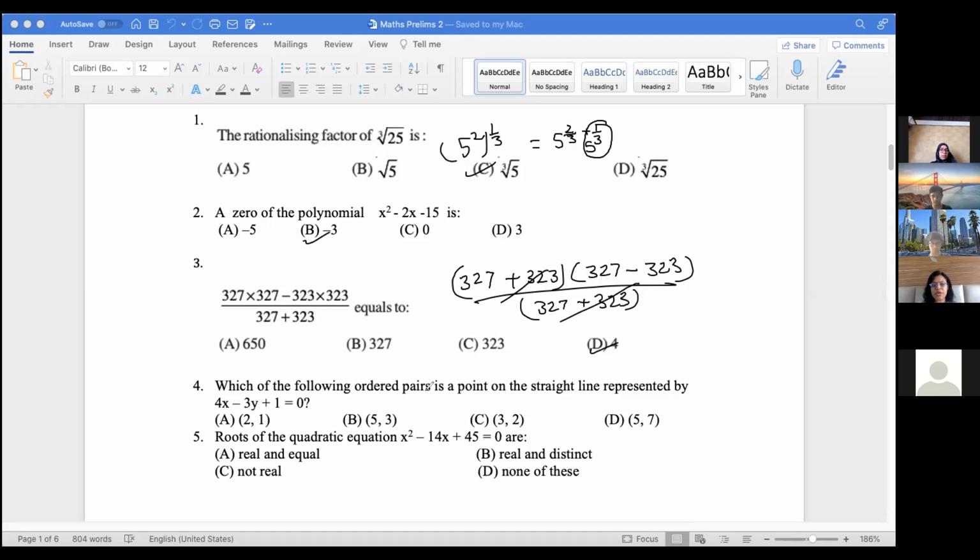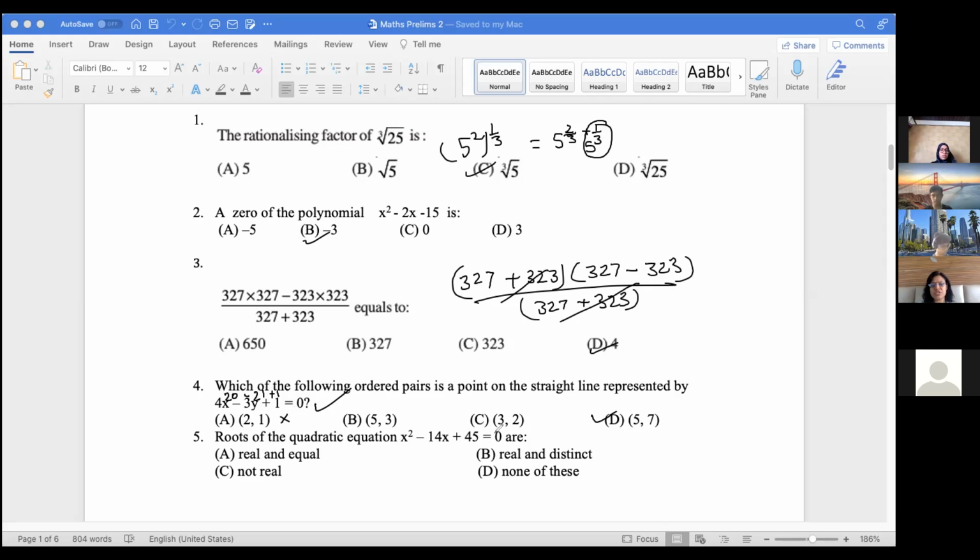This one: which of the ordered pairs is a point on the straight line represented by this? So what does it mean? These two values you have to put on the line and see which satisfies this equation. If you put 2 and 1, this is 8 minus 3 plus 1, which is not 0. So this is not possible. This way, if you put, you will see that the answer will be D, part 5. If I put 5, 5 4s are 20, the value of y is 7, 7 3s are 21, and plus 1. So 20 plus 1, 21 minus 21. So this satisfies the equation. So D is the correct answer.